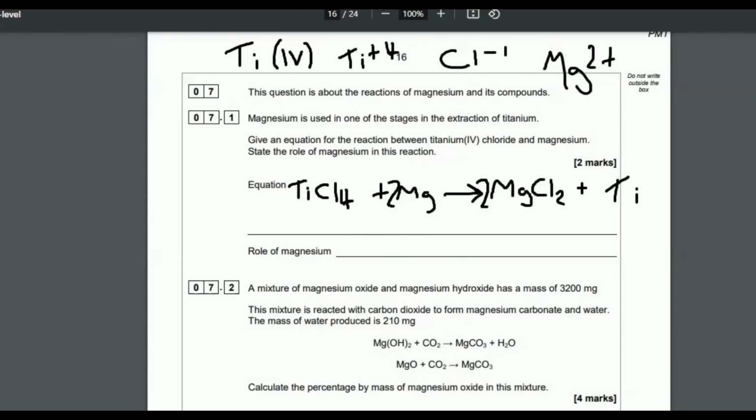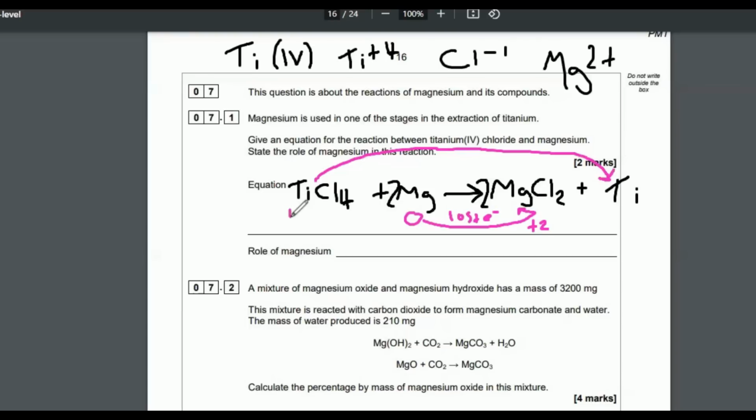What is the role of magnesium? Let's check that out now then. Well, magnesium has a 0 oxidation state there, and over here, the magnesium has a +2 oxidation state. So you've got to ask yourself, what's happened? Well, it's lost electrons. So the magnesium itself has been oxidized. Does that make it an oxidizing agent? No, it doesn't. It's been oxidized itself, but we have to look at what it's done to the titanium to see what type of agent it is.